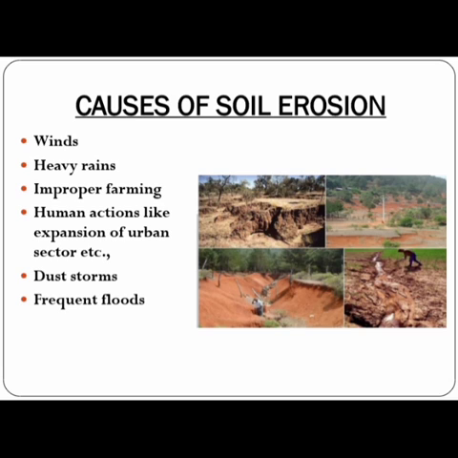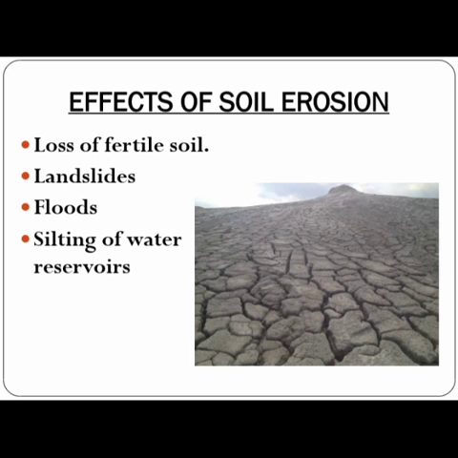What are the causes? Strong winds, heavy rains and improper farming. Human actions like expansion of the urban sector, dust storms, and frequent floods. These are all the causes of soil erosion. And what are the effects of soil erosion? Loss of fertile soil, because the top soil vanishes, and landslides, floods, drought conditions, and silting of water reservoirs.